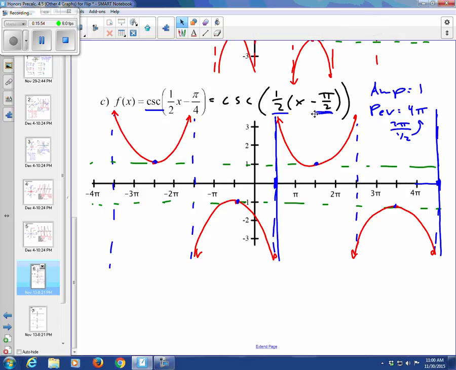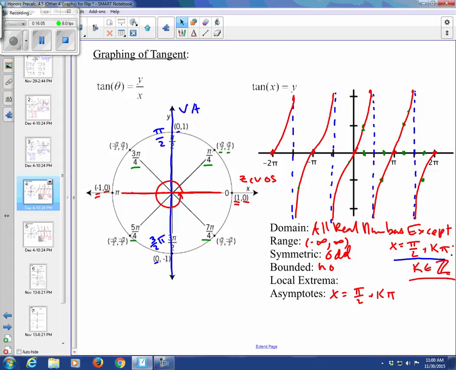All right, so that's the graph of cosecant of 1/2 x minus pi over 4. We'll get more practice with these, and what we want to do now is talk a little bit about the graphs of tan and cotan.